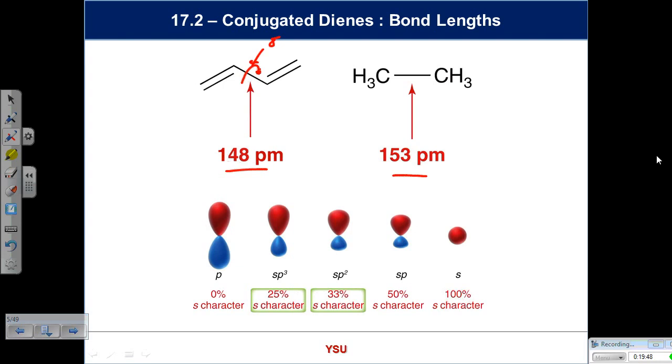Write that down. I've said that a couple of times now. We've got this argument now about why that's the case. You think about the s character involved. You've got 25% in an sp3 orbital, 33% in an sp2 orbital, and so now we've got shorter bonds, stronger bonds in terms of the atoms involved. So what I'm trying to get up to so far is that that double bond system is much more complicated than anything we've seen so far.